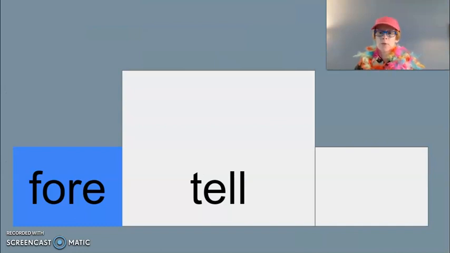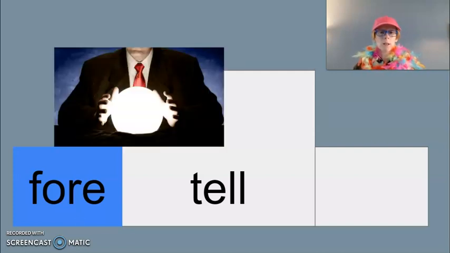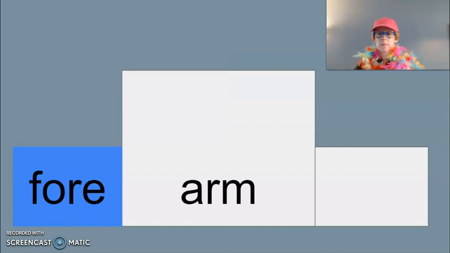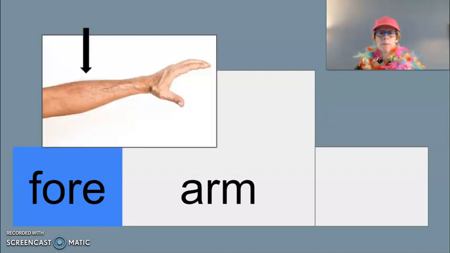Another good example of fore as a prefix is foretell, which literally means to tell before or predict something. Your forearm comes before the rest of your arm.